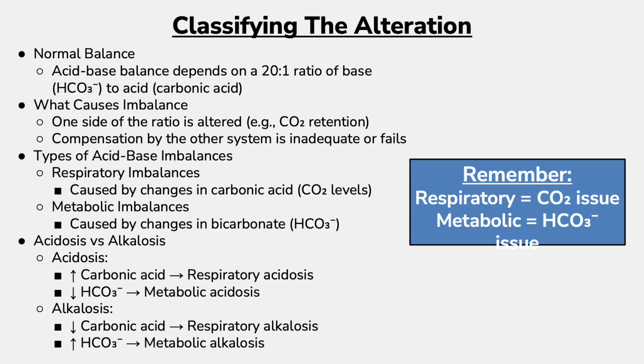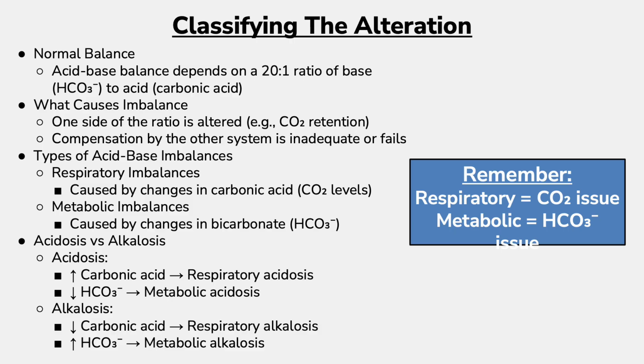So now, how do we classify the alteration, right? I mean, we talked about, okay, low pH is acidosis, high pH is alkalosis, but how do we classify this? Acid-base balance depends on a 20-to-1 ratio of bicarb to carbonic acid. So 20 of bicarb, 1 of carbonic acid, right? Imbalances occur when one side of that ratio, the 1 to 20, changes and the other systems cannot adequately compensate.